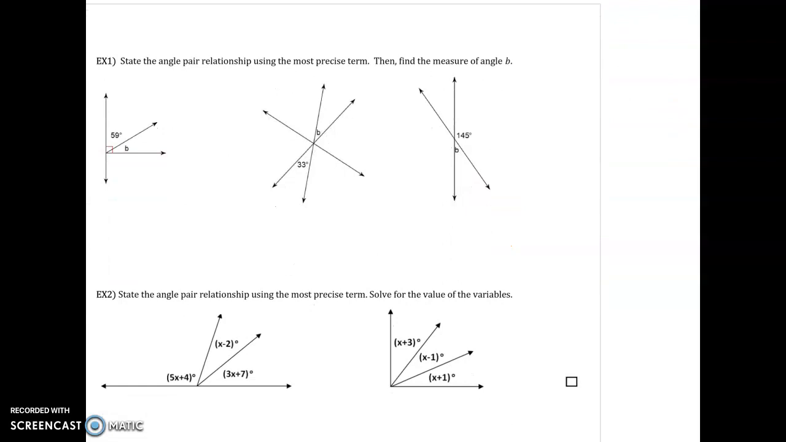We will be able to state the angle relationship pair using the most precise term, and then we're going to find the measure of angle B. So what I notice in my first picture is that I see the box and I see two angles and they add up to 90 degrees. So these are called complementary angles.